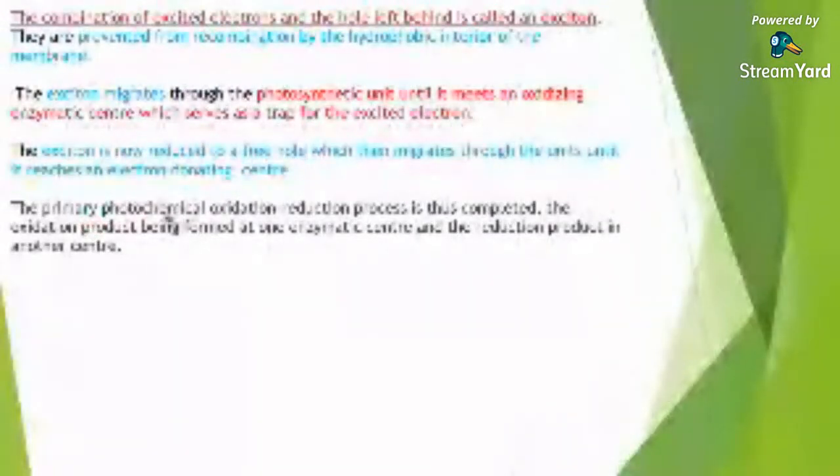The primary photochemical oxidation reduction process is thus completed, where, as you can see here, the oxidation product is formed at one enzymatic center and the reduction product is formed at another center. So the chlorophyll itself is not decomposed but it only sensitizes the reaction. The light energy is stored in the form of chemical energy in the reduced form of the oxidant, NADPH.